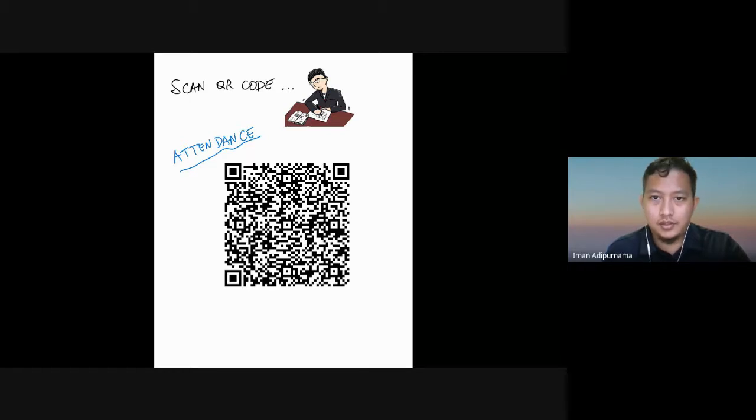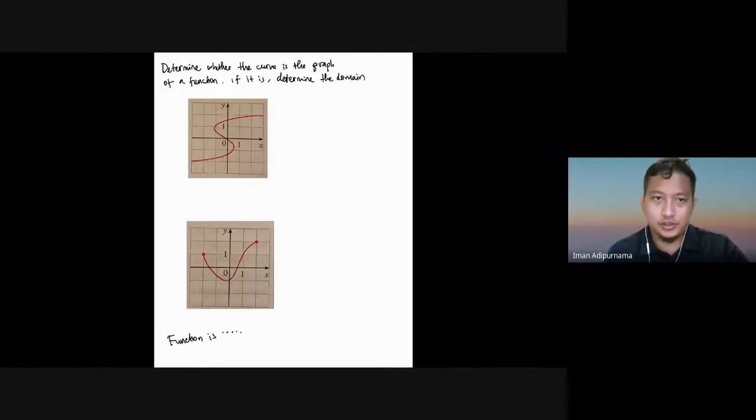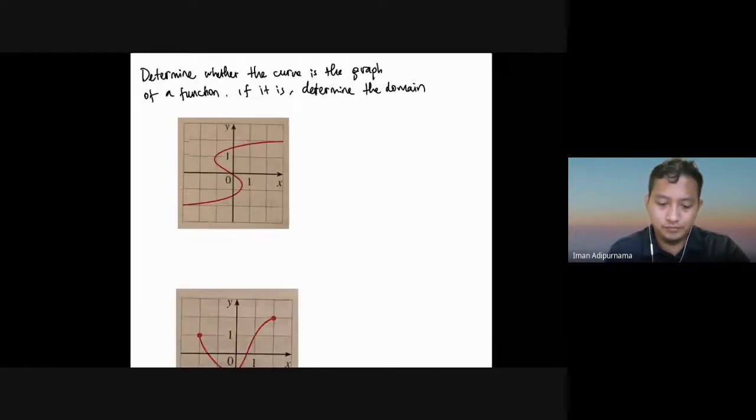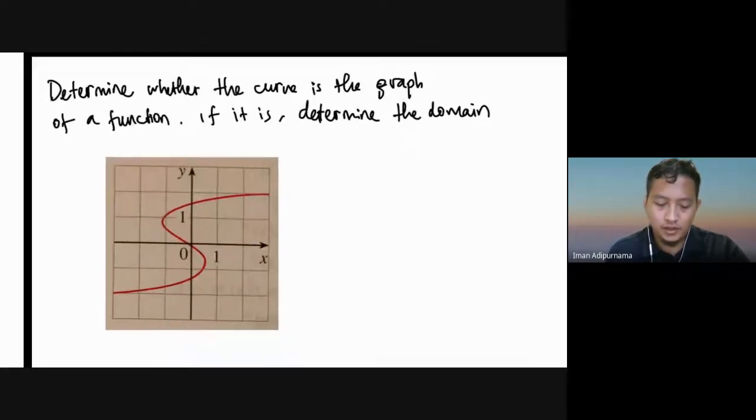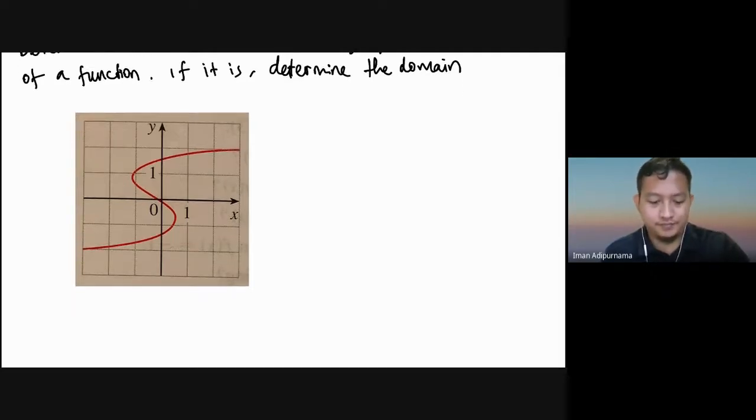Let's start with this, to check whether you got it or not. Determine whether the curve is the graph of a function. If it is, then determine the domain. So this is the first curve.